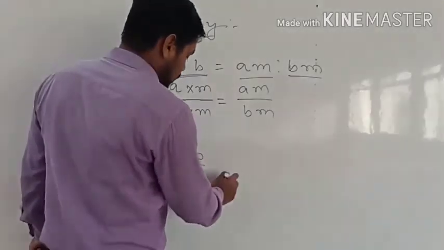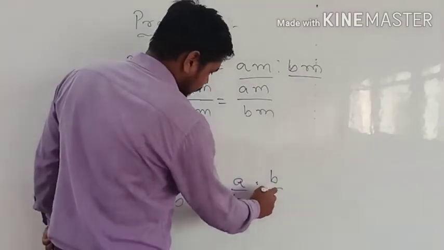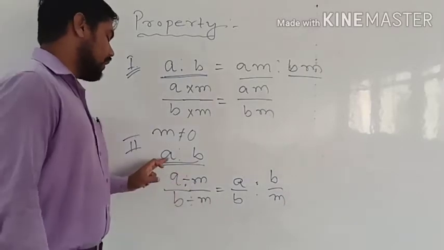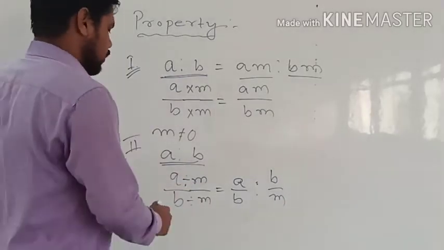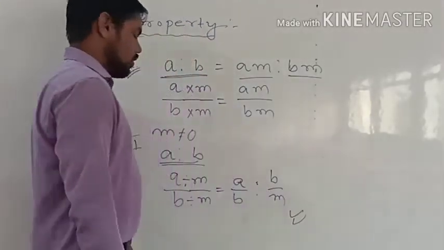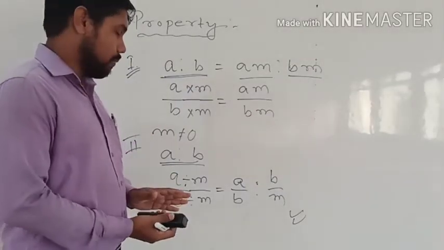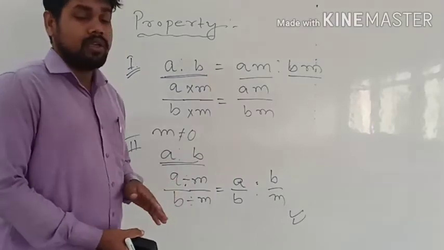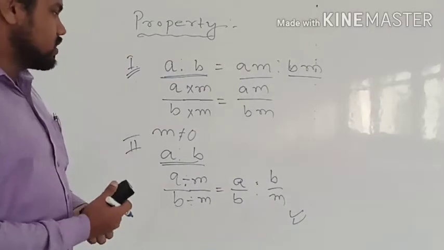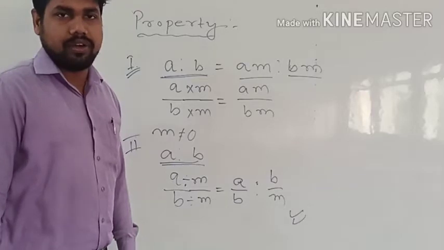Okay. So here it will be a divided by m ratio b divided by m. So this will be equivalent to a ratio b. So here we can say this one is the equivalent of. Understood? So these are the basic two properties of equivalent fractions, or ratios. So with this you can solve most of the problems of your chapter which we are going to learn now.